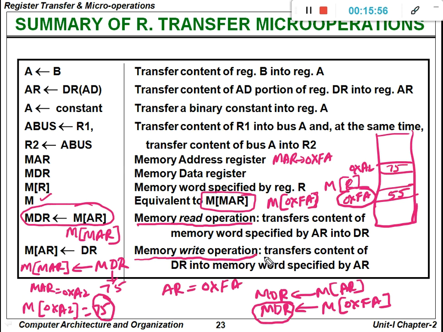Okay. So these are the basic register transfer micro operations we have discussed. Go through once again. Remember these operations. What is the basic purpose of these operations? We are going to move the content from one particular location to another location. So that is a basic necessity of these operations. Now let us move on to the arithmetic micro operations.